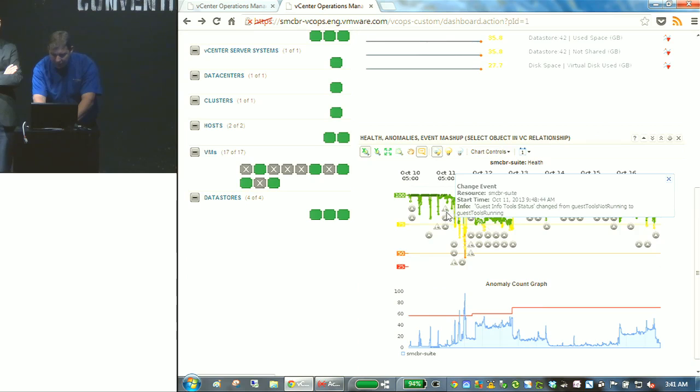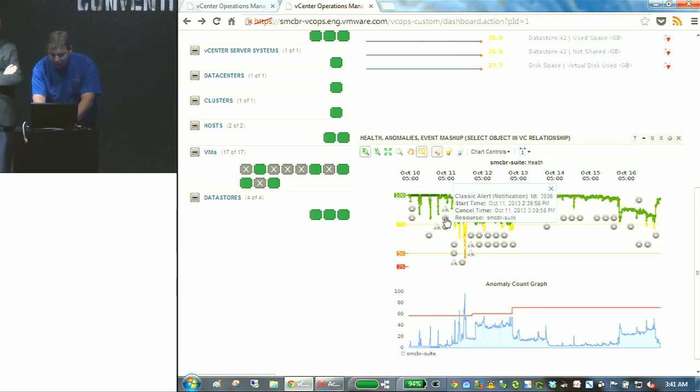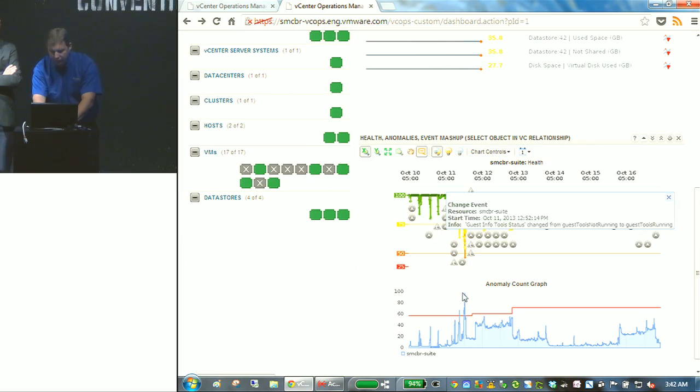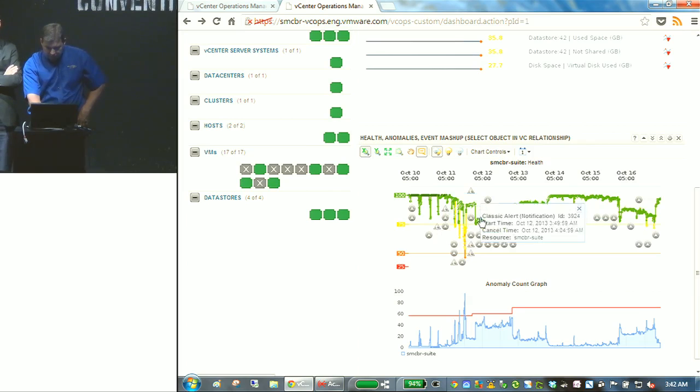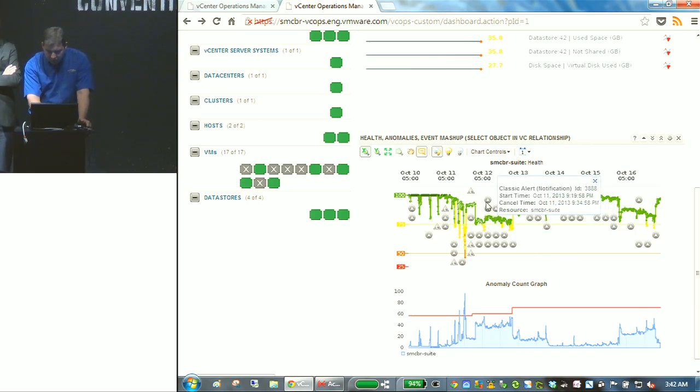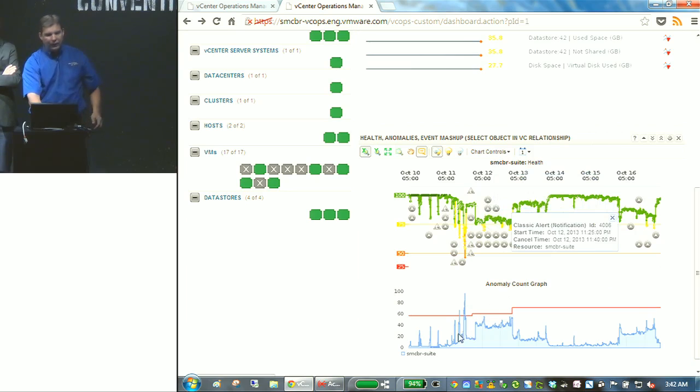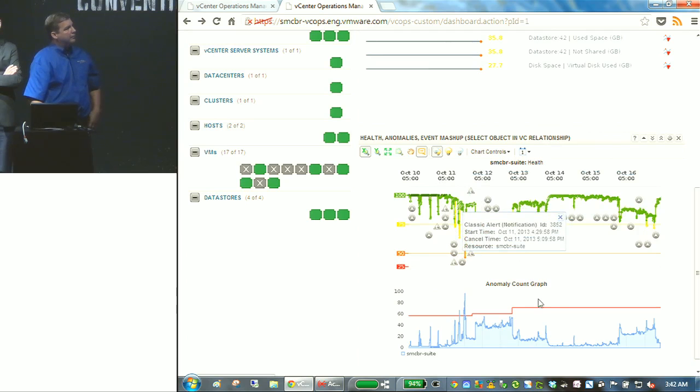And we can see that the guest tools started, notification, what is this? It looks like a VM was started. This VM started actually, and when it was powered on, seems like this is powering on. And you can see that the anomaly count went high when we rebooted this VM.